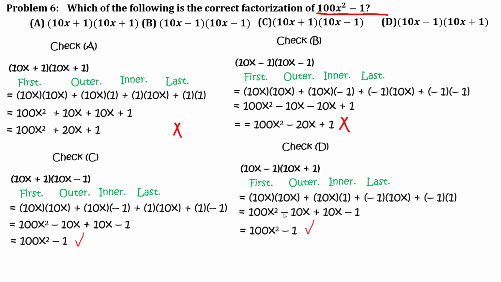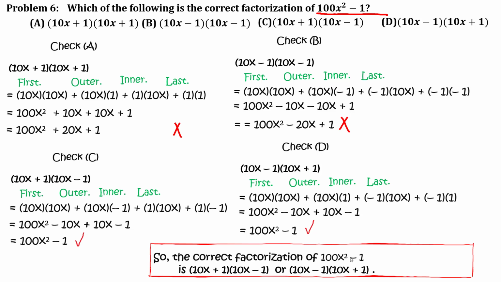So what I really get is that the correct factorization of 100x squared minus 1 is either 10x plus 1 times 10x minus 1 or it's 10x minus 1 times 10x plus 1. So either C or D. And if you remember, this is called a difference of squares binomial, right? Difference of squares binomial. All right.